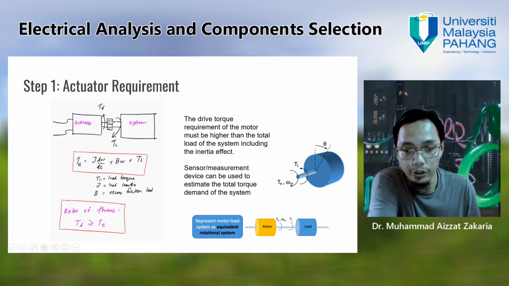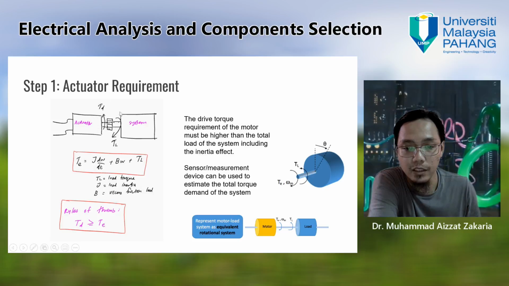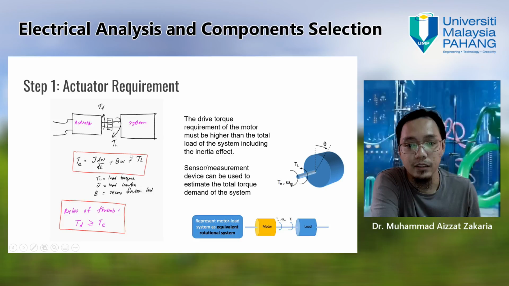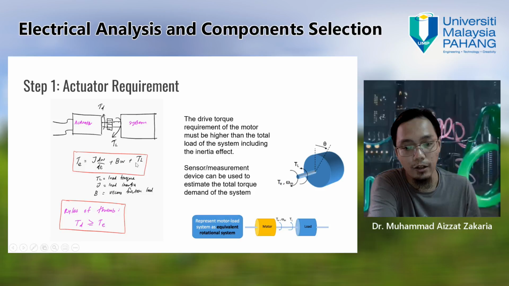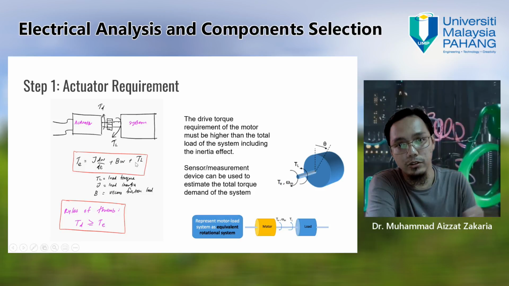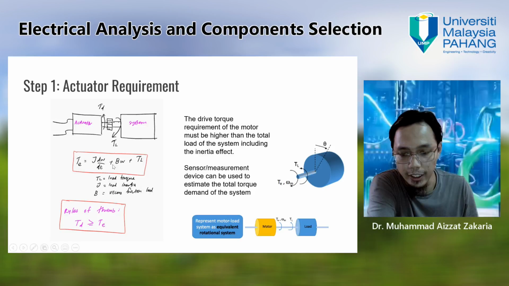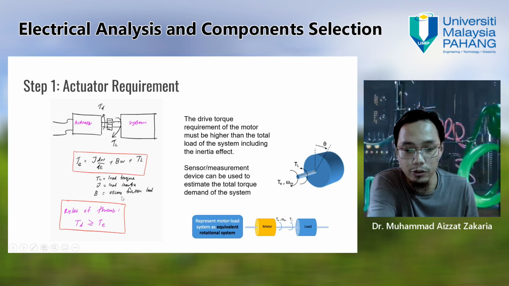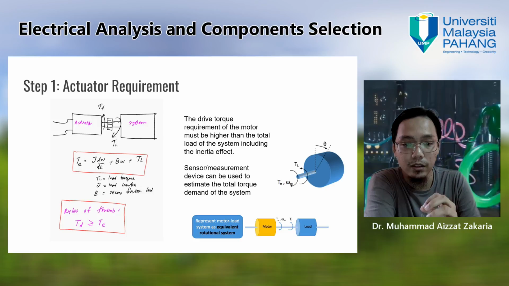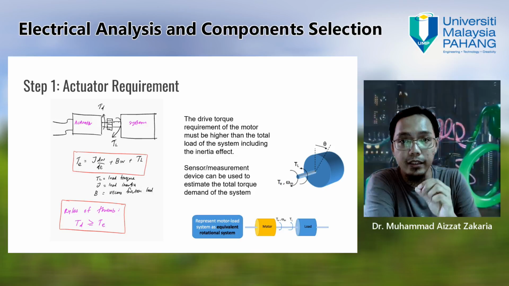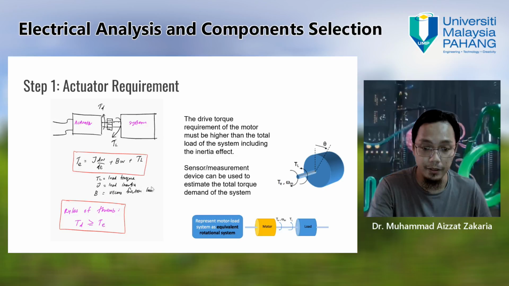So in order for us to move the system, our drive torque must be higher than the total load from our system itself. What I mean by the total load is you consider the mass of the machine, the load from the actuator itself, the initial load, the friction coefficient. So the system that is supplying the power to move it must be higher.